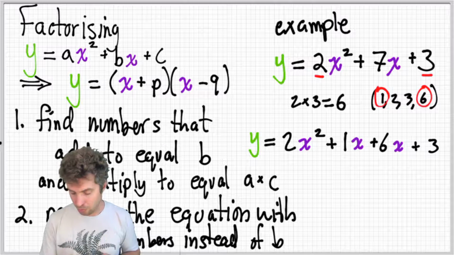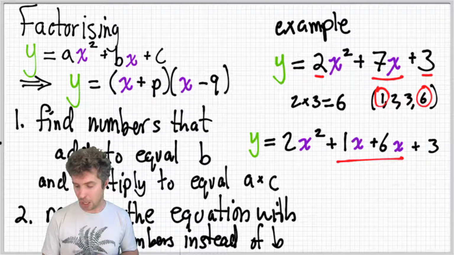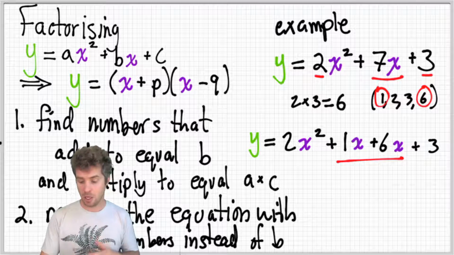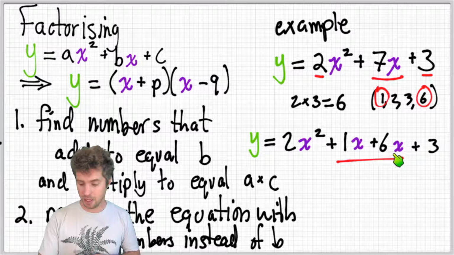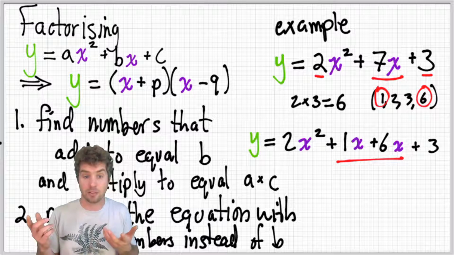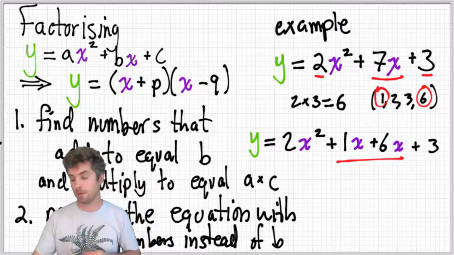For our third step, we'll go to a new page. And I've underlined this just to emphasize the 1x plus 6x is equal to the 7x, right? I haven't changed the equation, I've just rewritten it.